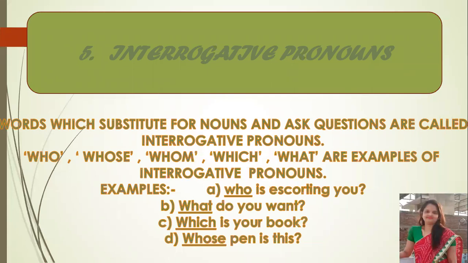Now your next pronoun is interrogative pronoun. See, interrogative, again the same thing, words which substitute for a noun. Okay, means where questions are asked are known as interrogative pronouns. Again, the same thing. Examples are who, what, which, and whose. Where you have a question mark, it's quite common for adjectives also and for pronouns. Where you have a question mark and where the questions are asked are known as interrogative pronouns.